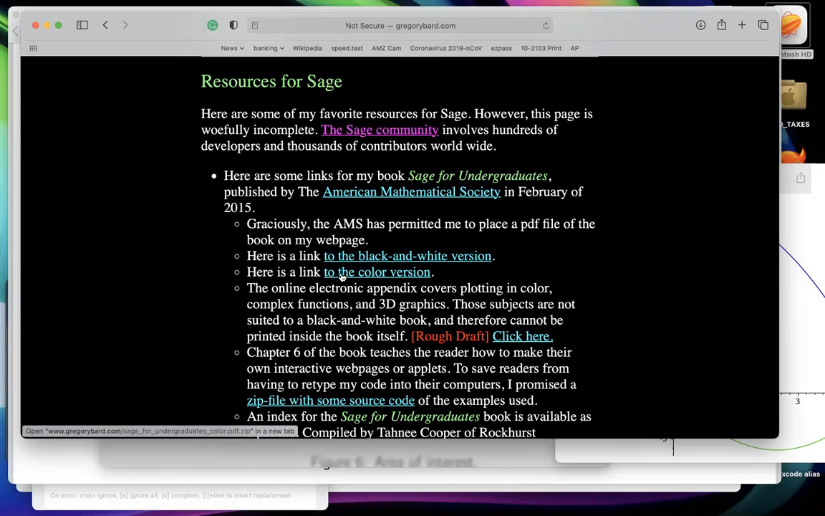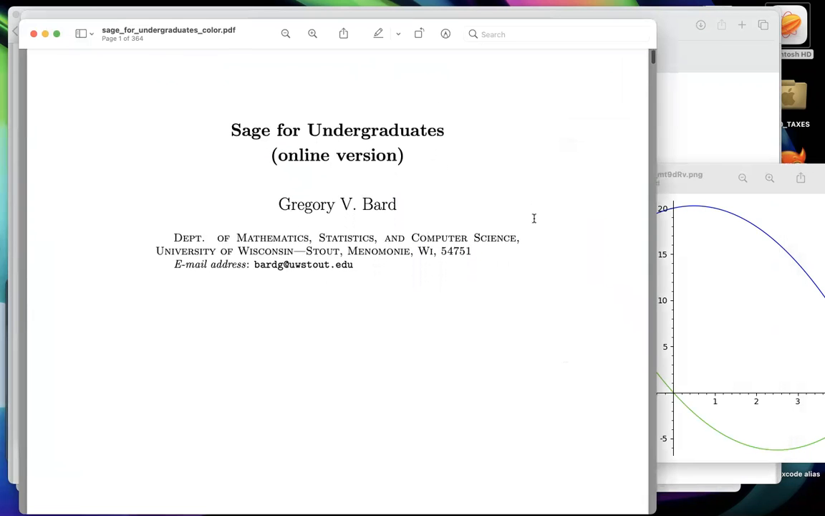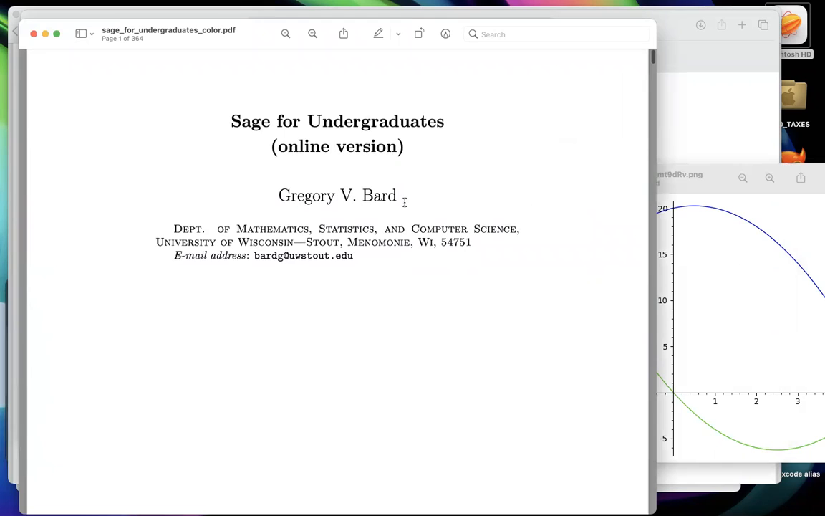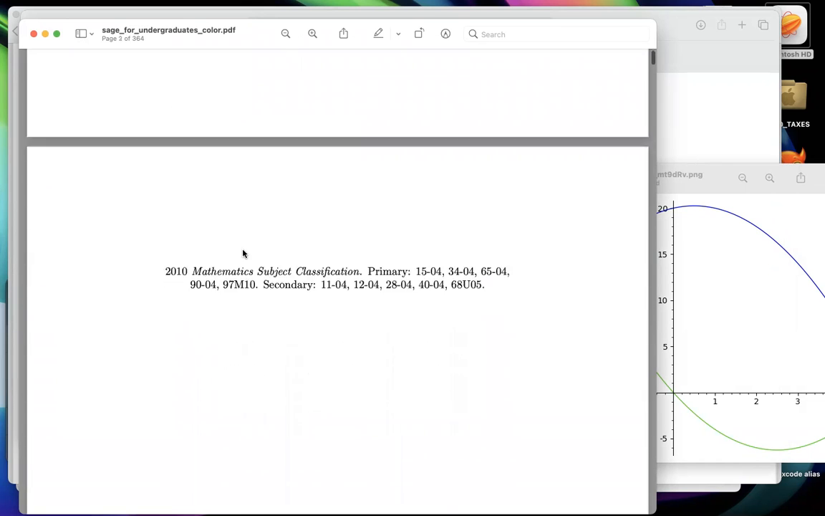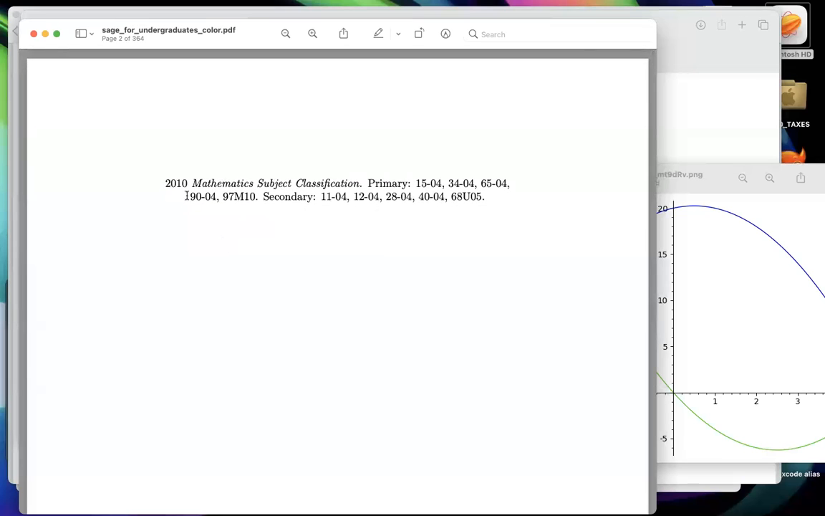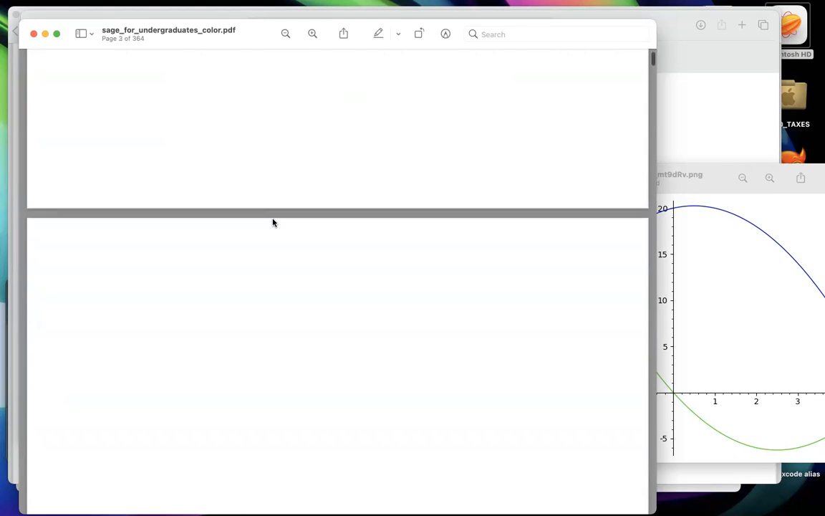I'm going to click on the color version. You notice it's downloading it. Once it's downloaded to my computer, it'll open on my computer. I do want to point out this guy's name is Gregory Bard, Department of Mathematics, Statistics, Computer Science at the University of Wisconsin. All right. So if you scroll to this over here, one thing I noticed is the copyright is 2010. It's an old book, by the way. In computer science, this is like ancient. More than 10 years ago. It's ancient material.